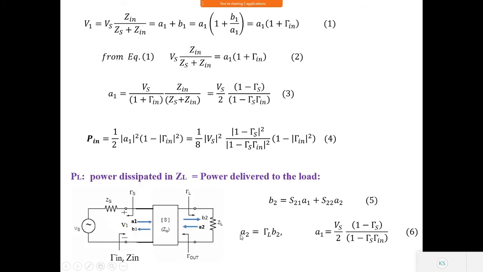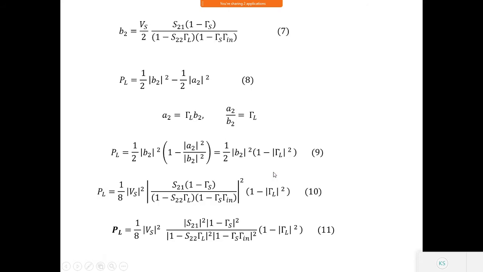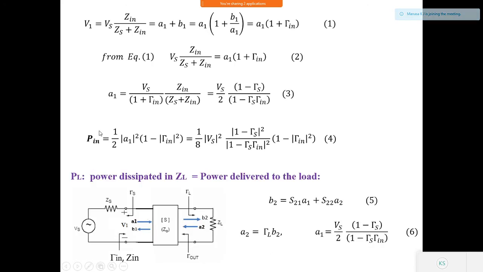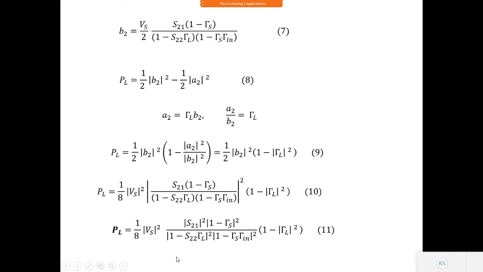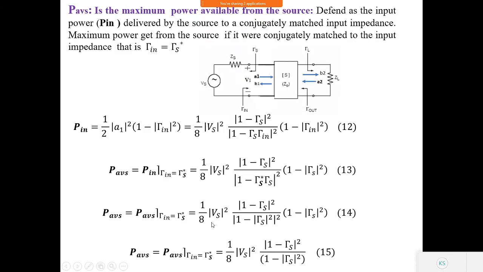So the input power to the network, and the output power, the power delivered to the load, is given by this equation. This is the actual power. These are two power definitions: the actual power input into the network, and the power delivered to the load ZL. We got these two equations. Now two more definitions are there.